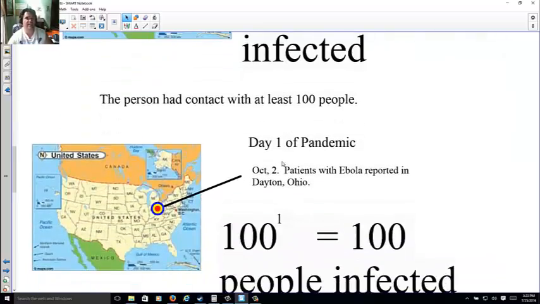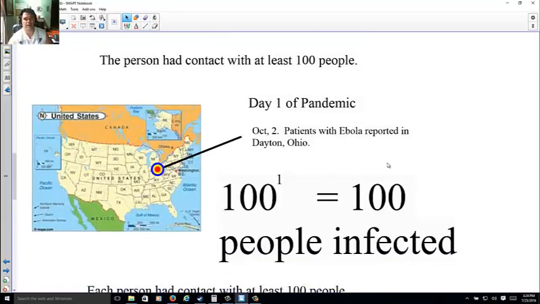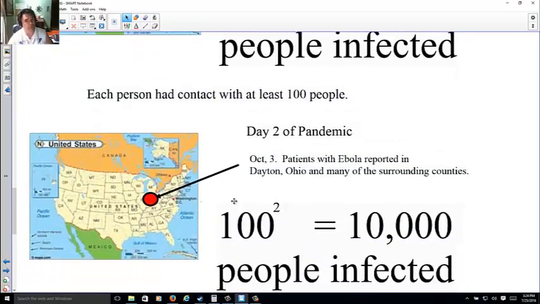So, on day 1 of the pandemic, 24 hours since, the person who has Ebola, without any sort of contact or controls, may very well infect another 100 people. So 100 to the first power is 100. Now, all those 100 people may very well touch and expose another 100 people apiece, and that's where you get exponential numbers from. Day 2, 100 to the second power, would be 100 times 100, which makes 10,000.